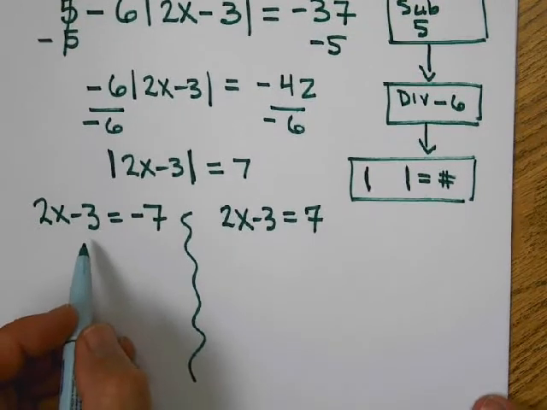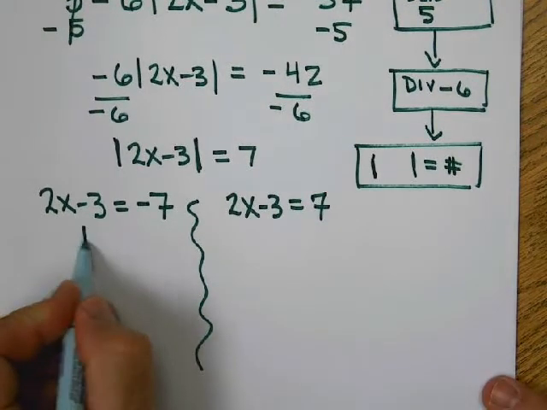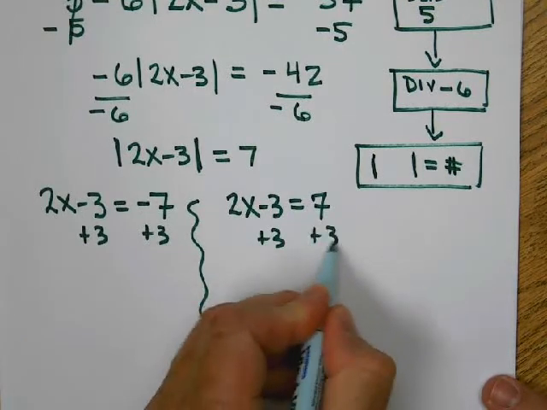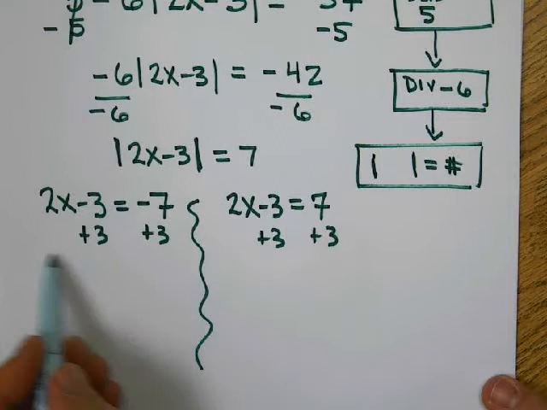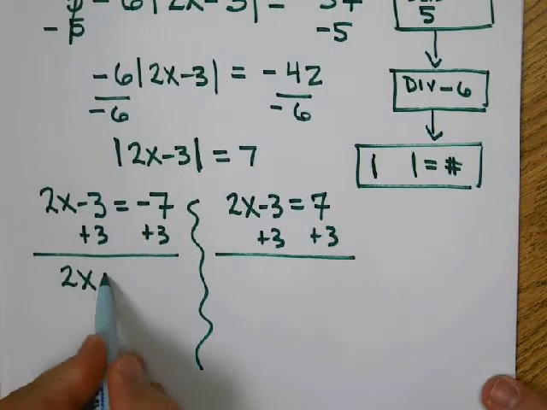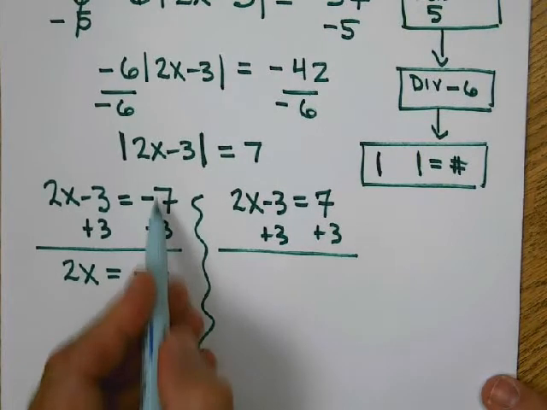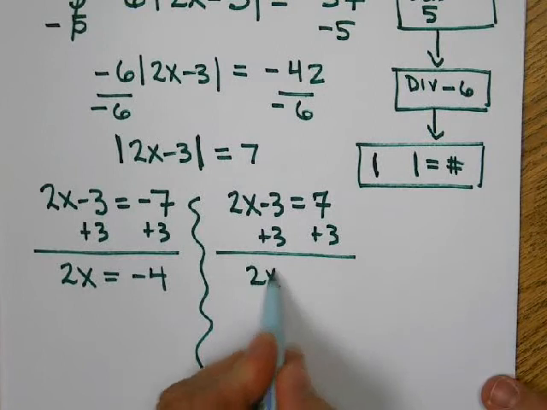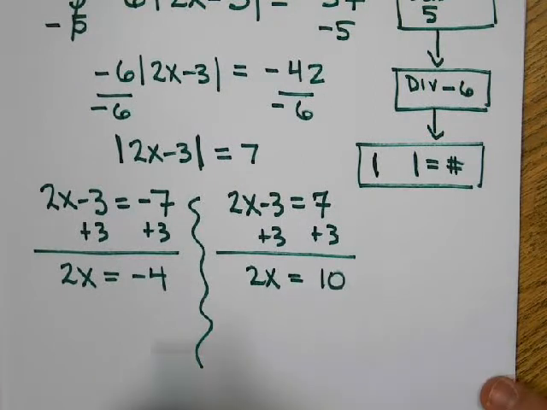Now we solve both those equations at the same time. So here we would plus 3 and plus 3. Here we would plus 3 and plus 3. Notice on both sides of that equal sign. Drawing our large line, we get 2x is equal to negative 4. Negative 7 plus 3 is negative 4. Here we get 2x is equal to 10.